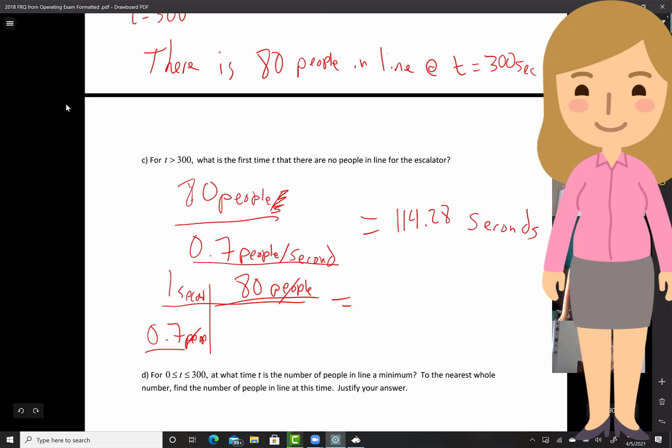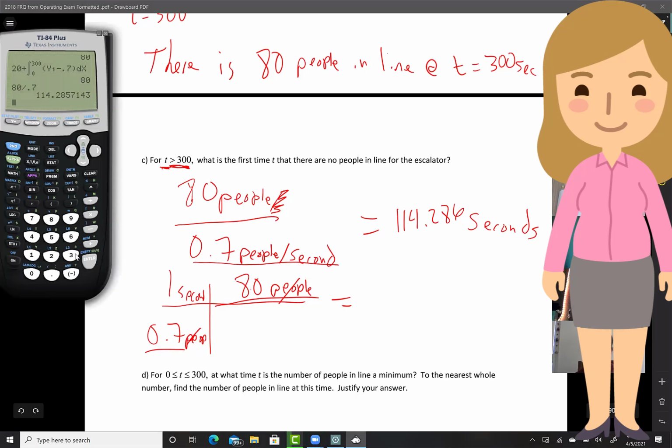114.286. That is not the time, guys. Look. Yeah, well, I guess you got to be careful how you say it. If you say it correctly, I think you'll still be right. If you say 114.28 seconds after t equals 300 is when there's no more people in the escalator, I think that would be correct. But what is the number one way to be 100% sure that you won't get it wrong? Add 300 to that.